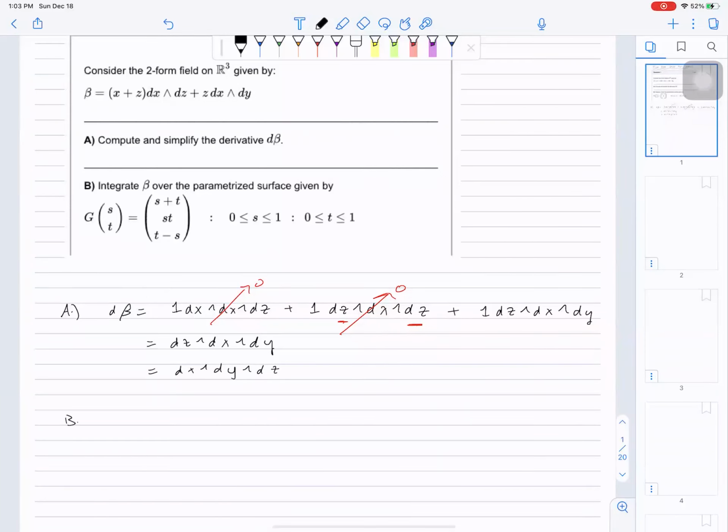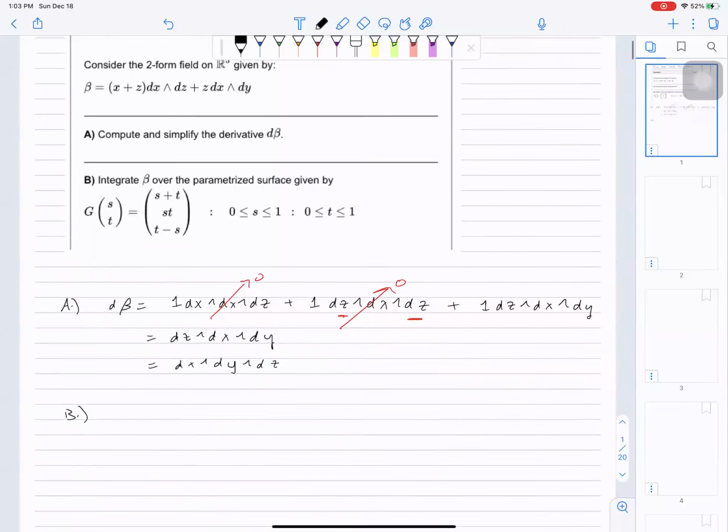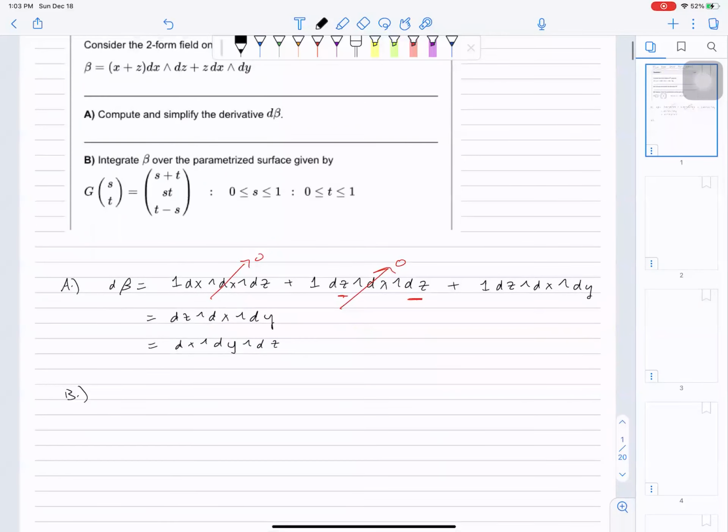Okay. Part B says to integrate beta over the parameterized surface. So we're trying to integrate beta. Another way to write this formula is we're going to do the double integral of beta with our parameterization plugged in, multiplied by our Jacobian matrix or the derivative, ds dt. So we can think about it in that way.